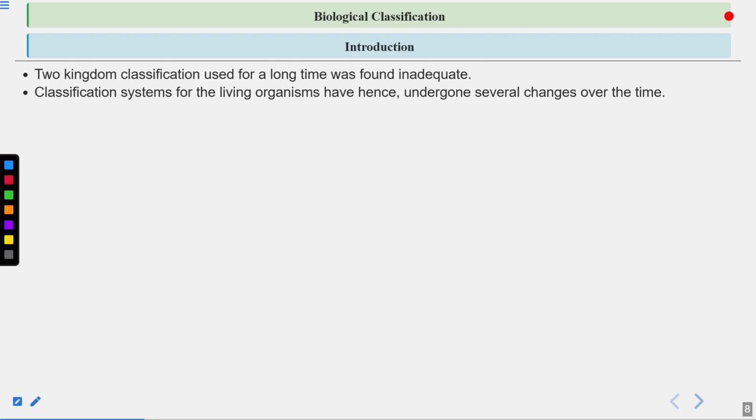Now the classification system for living organisms has undergone several changes. Why has it gone through several changes? Because now we have better techniques, we have better microscopes. Now we can reach remote areas where we are finding new organisms. Now we are studying organisms at the molecular and genetic level. We are also taking into consideration evolutionary relationships. So now we are able to better understand living organisms and their evolutionary relationships. That's why the classification systems are changing.